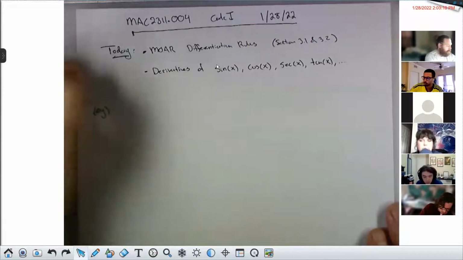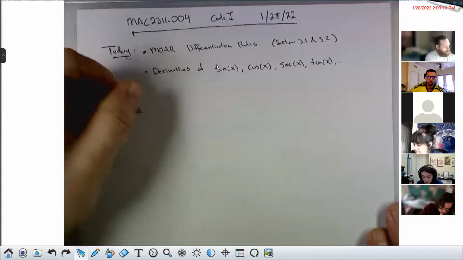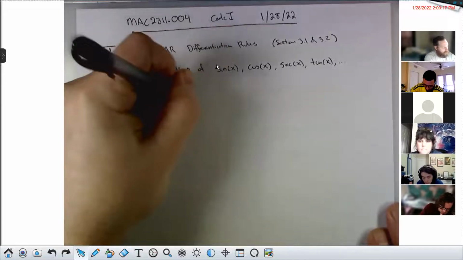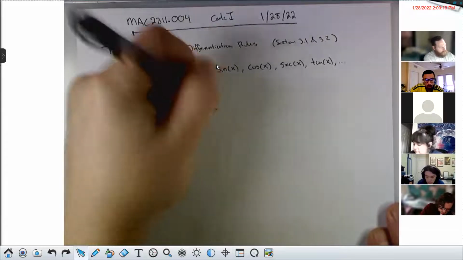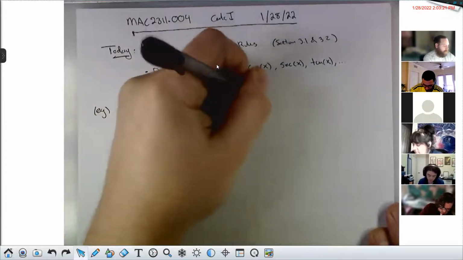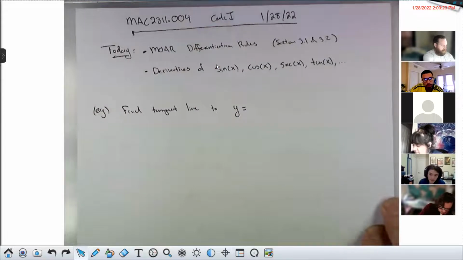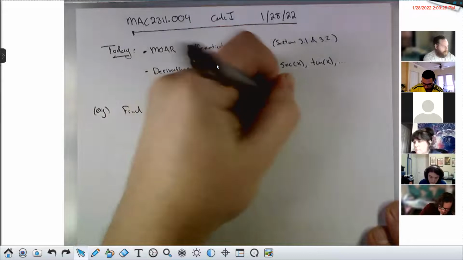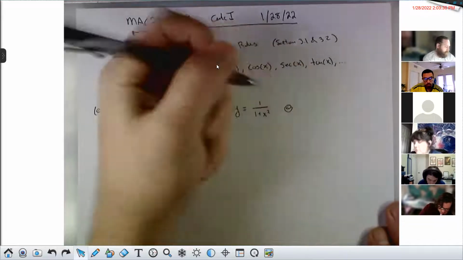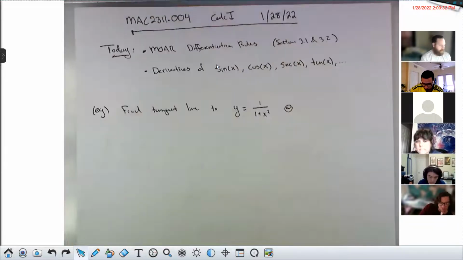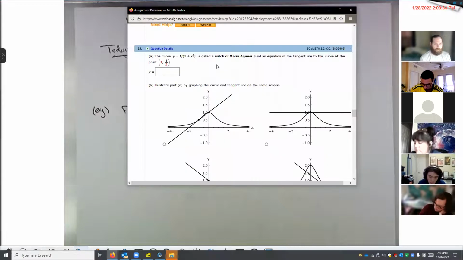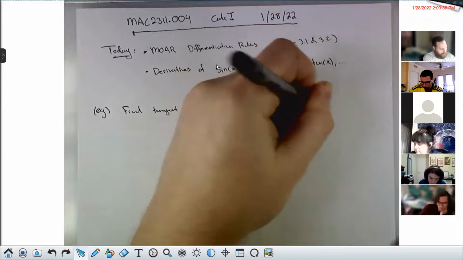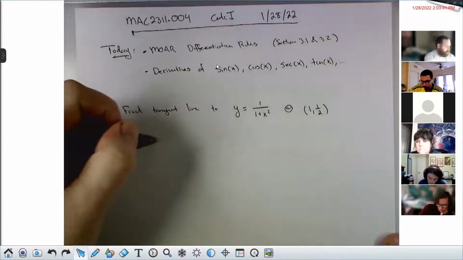That curve is an important curve. We're going to find the tangent line to the curve y equals the Witch of Maria Agnesi. That's not the serpentine. That's 1 over 1 plus x squared at the point, what did they say? No, 1, 1/2. 1 comma 1/2.